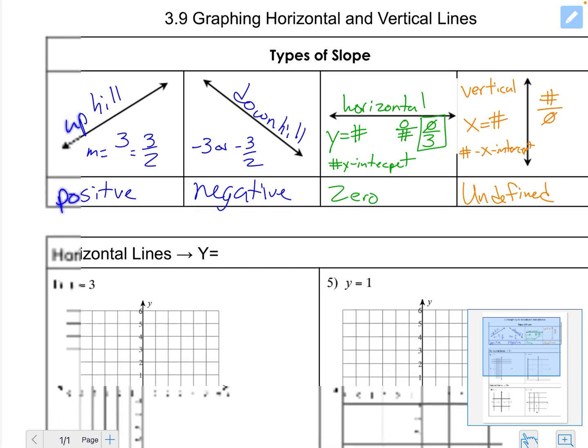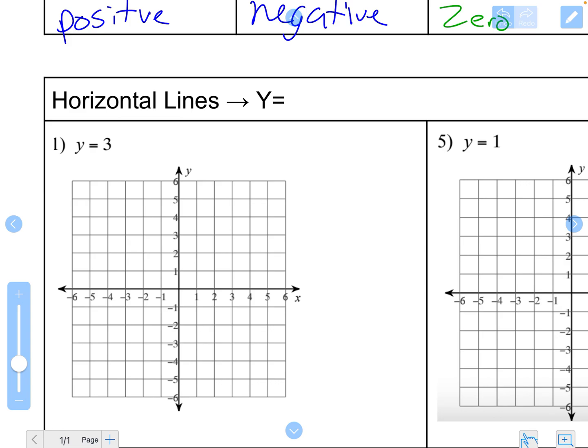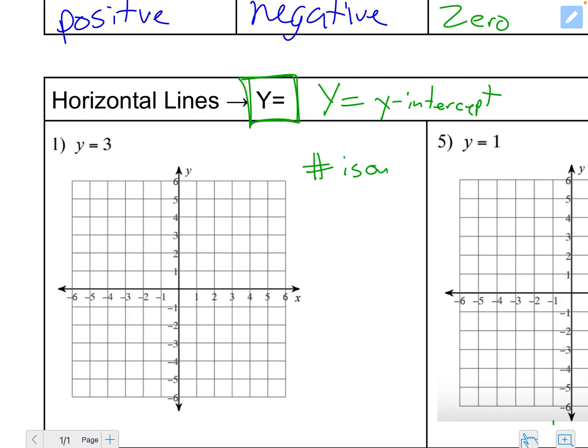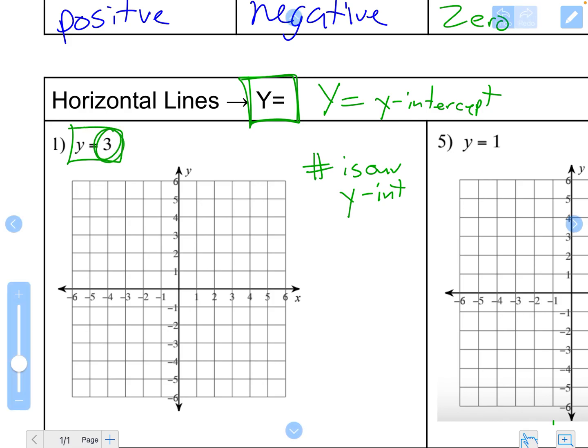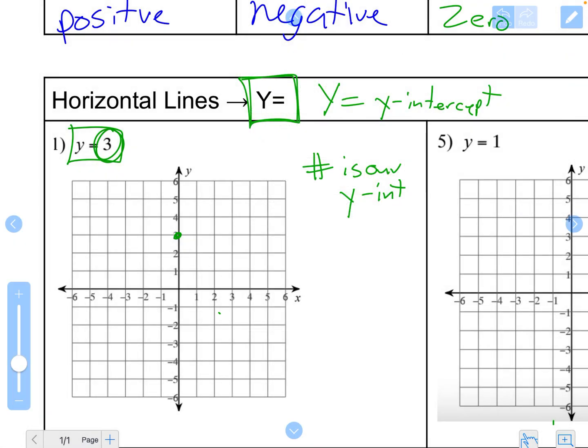And so let's look at a couple of examples. So a horizontal line is always going to be y equals the y-intercept. So when it comes time to graph these, we're going to graph the number, and the number is our y-intercept. So if I'm looking here, I have y equals 3. So 3 is my y-intercept, and that tells me that it's going to be a horizontal line that goes through y equals 3.